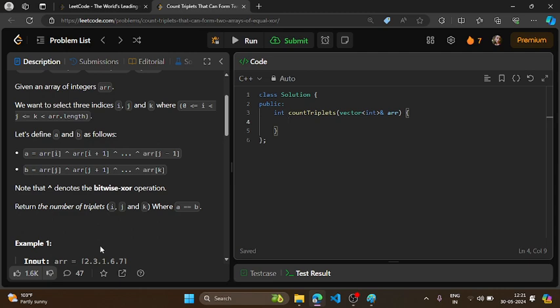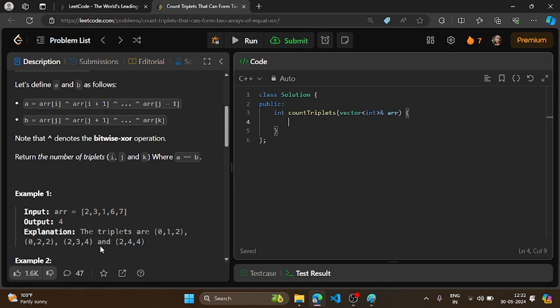So basically we have to choose our i, j, k such that the XOR from i to j minus 1 should be equal to the XOR of all the elements from j to k. So this is the statement of our question.